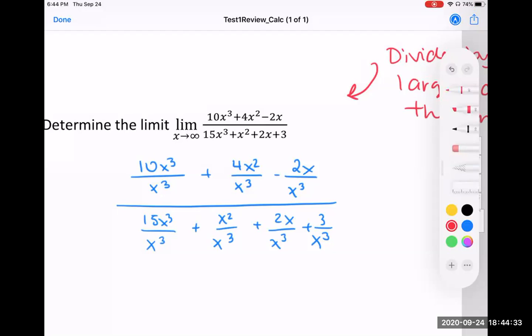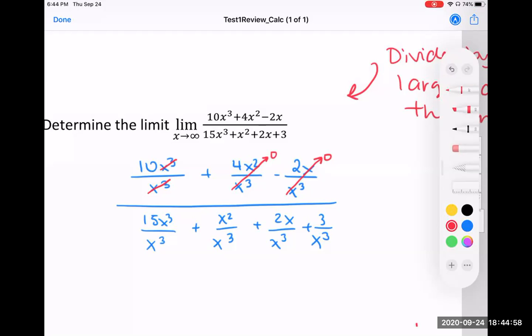Now, like we did in the last problem, if my denominator has an x of larger degree than the numerator, then that fraction, as my x's get bigger, will approach 0. So for my first term, those make 1, they're gone. For my other terms, they're approaching 0. So think of those as zeros.